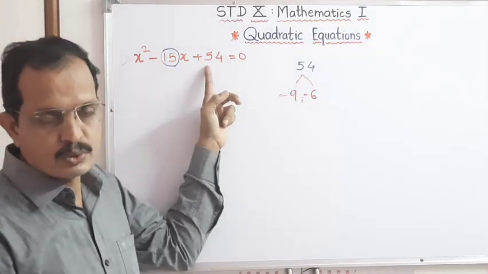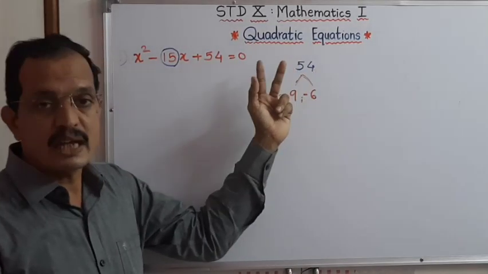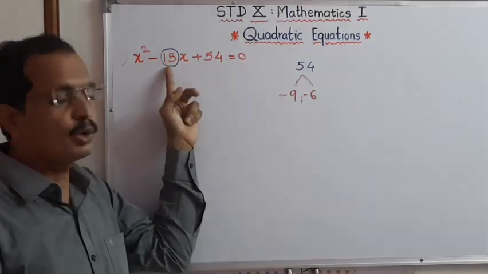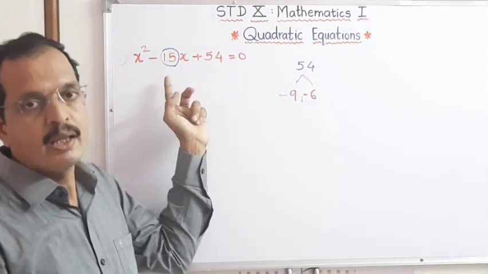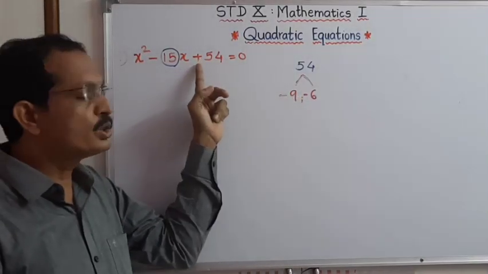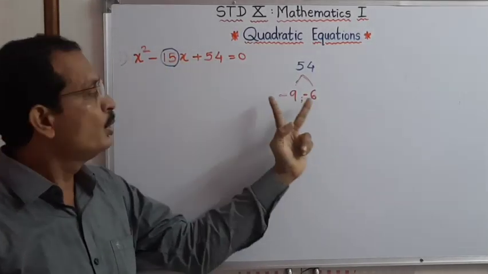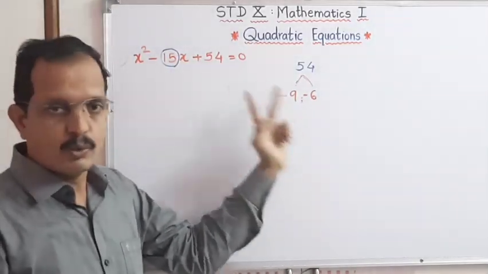Dear student, remember, we have to consider the sign of the constant term. If this is positive, then we have to find the factors of the constant whose addition should be equal to the coefficient of the middle term, and afterwards we have to see the sign. Sign of the constant term is positive, then we take the sign of the middle term for both the factors.